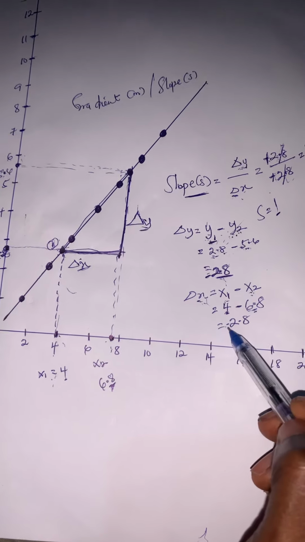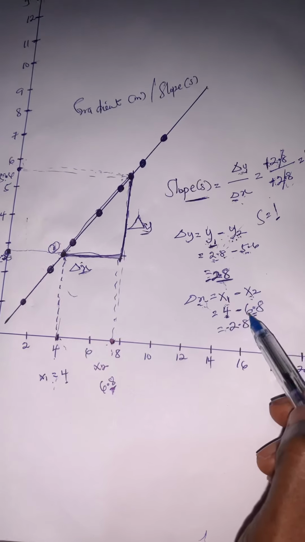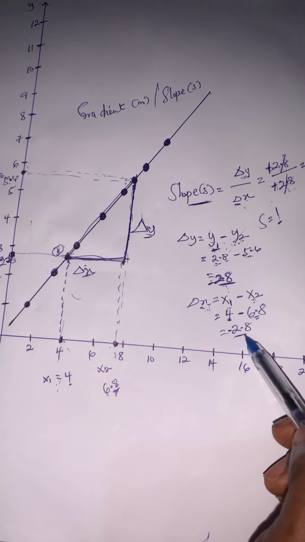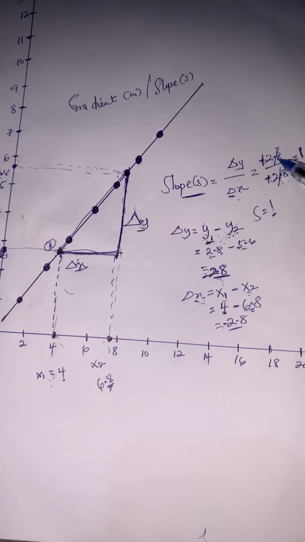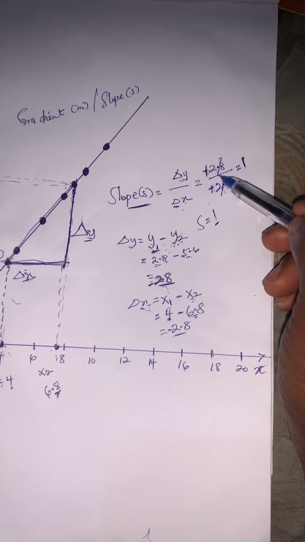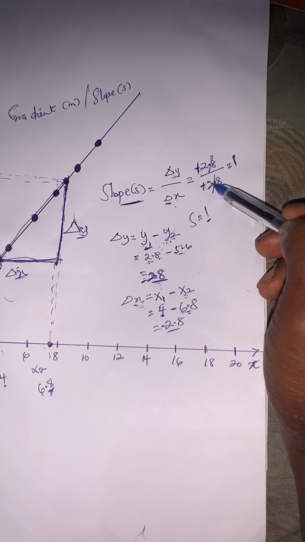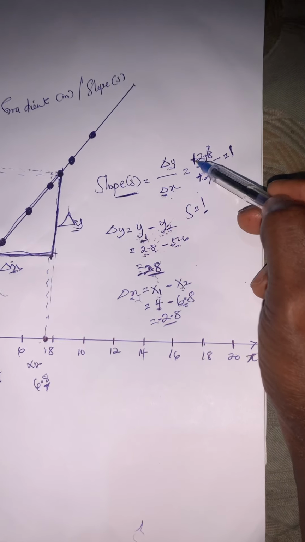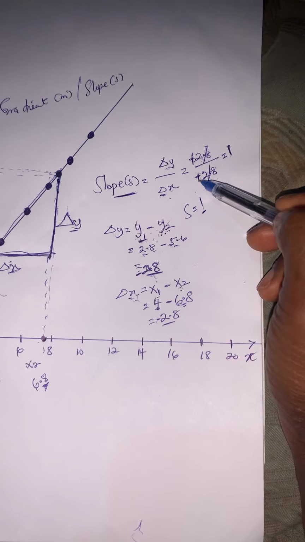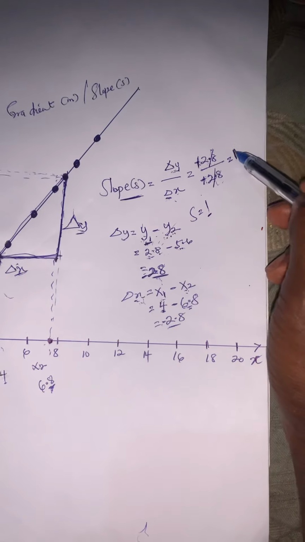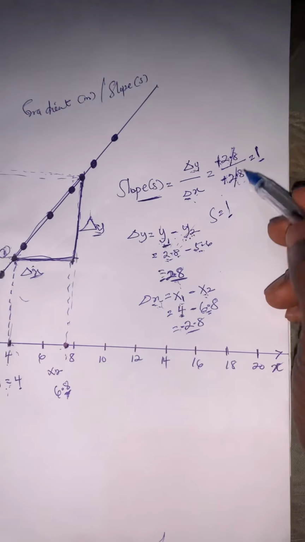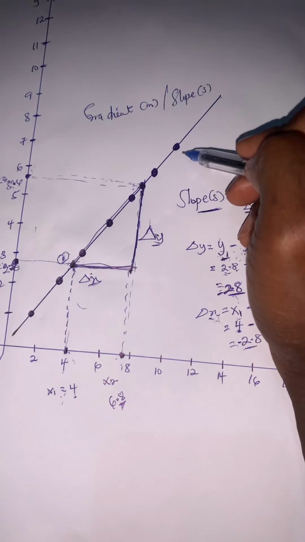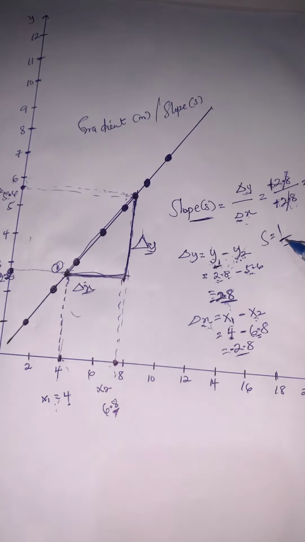You do your subtraction. Because x1 is smaller than x2, you are going to get a negative value, and that is 2.8. So the numerator becomes the same as the denominator. Cancels out to give you 1. Don't forget, this is negative. This is also negative. So it cancels out to give you a positive number, which is 1. So therefore, the slope of this particular graph that we've drawn here is 1. That's all.